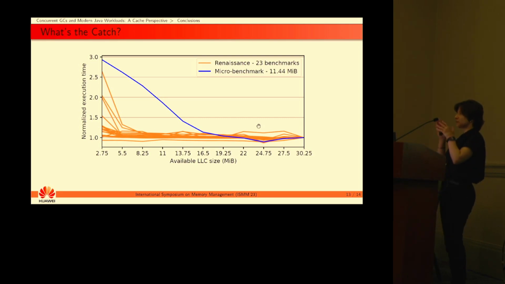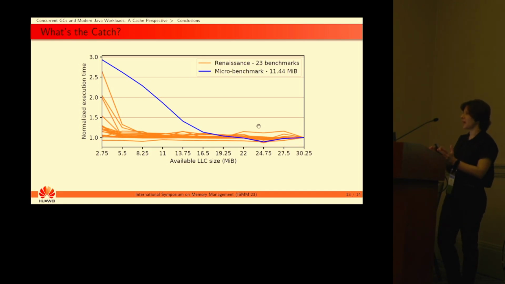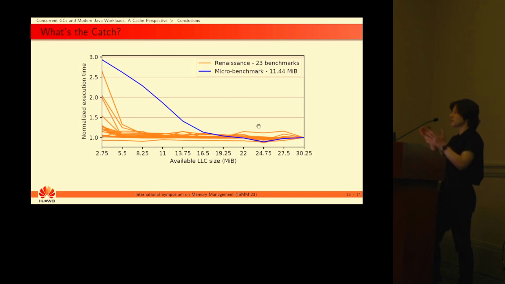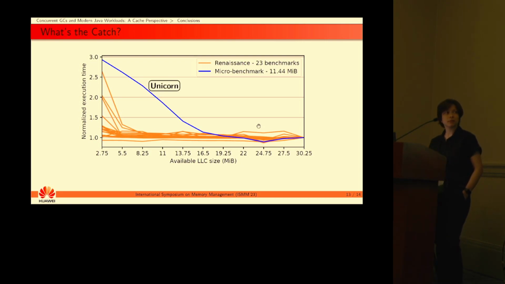That means that if you give them the whole cache or you give them a tiny piece of the cache, it just doesn't make any difference. So if you run a GC alongside them, it still won't make any difference. Our conclusion here was that this is a unicorn. This doesn't happen that often.